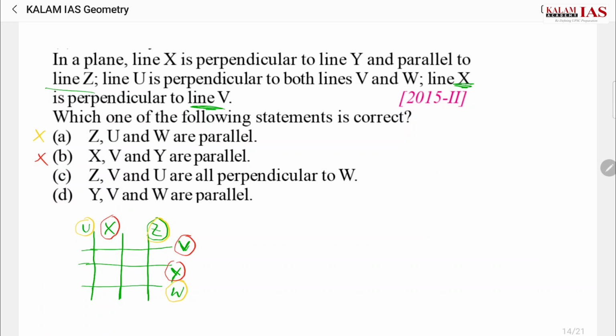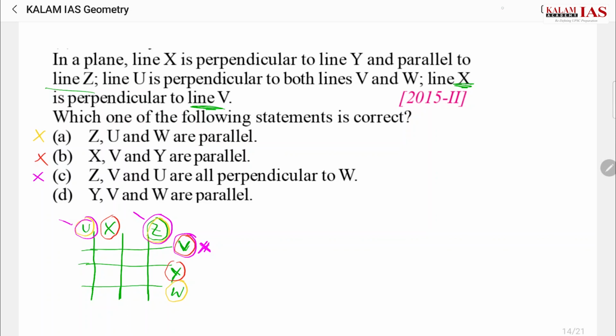Now let's see the next option. Z, V and U are perpendicular to W. U is perpendicular to W, Z is perpendicular to W, but V is parallel to W. So even option C is incorrect.